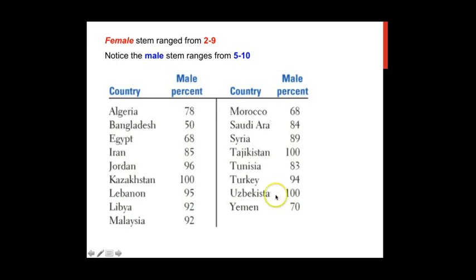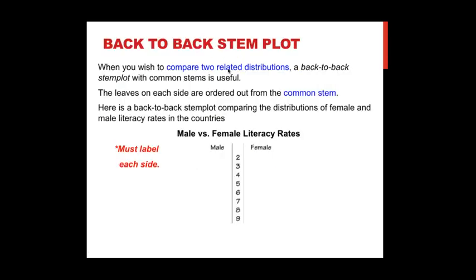Now looking at our male data, I want to just remind you that the female stem ranged from 2 to 9. But if I look at my male data here and I split it into stem and leaves, you'll notice that my smallest male stem is a 5 and my largest male stem is a 10. So notice my stem ranges are different. But I have to label the back-to-back stem plot on a common stem. So what that means is I'm going to need to have my stem range from the smallest value to the largest value between both groups.